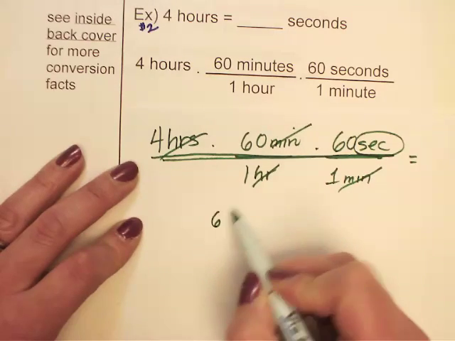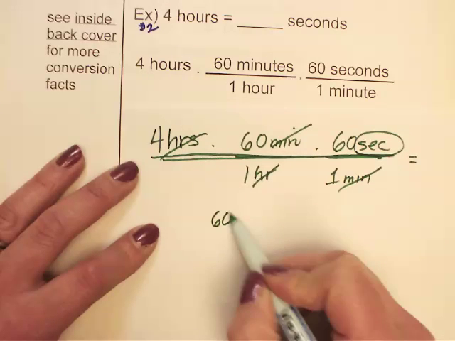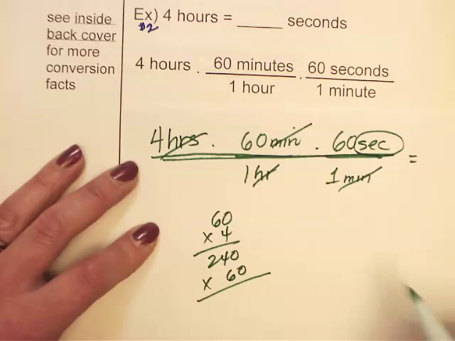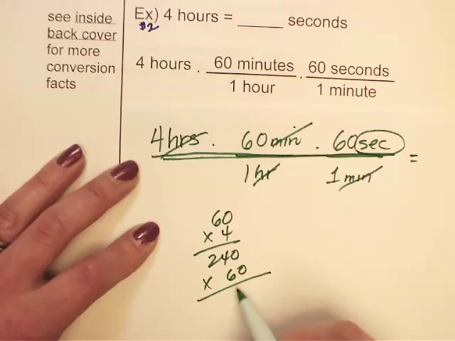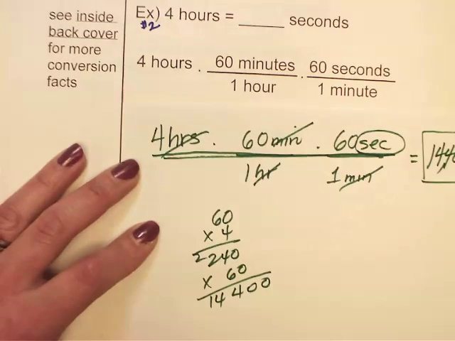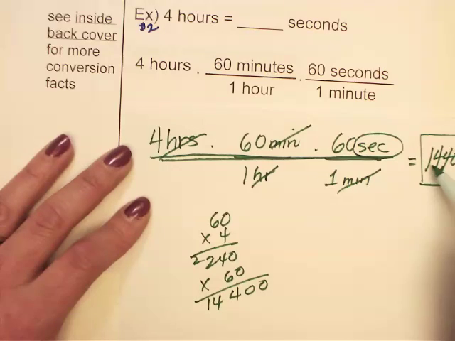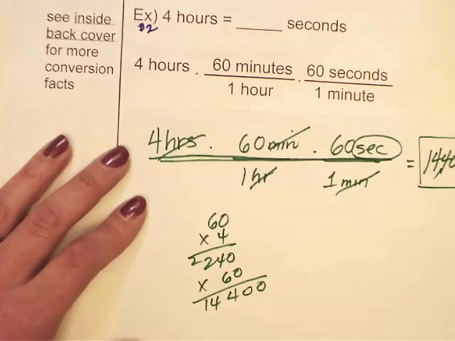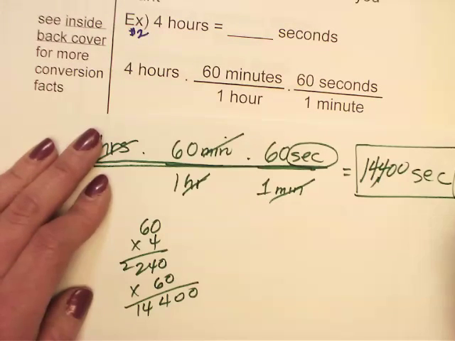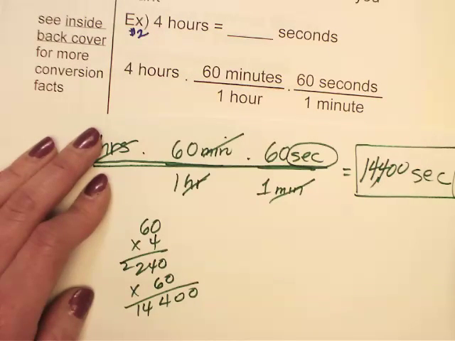So I'm going to go ahead and do a quick calculation. 60 times 4 will give me 240. Then I'm going to go ahead and multiply this by 60 again. So that gives me 14,400 seconds. Okay? And what does that mean? That's how many seconds will be in 4 hours.